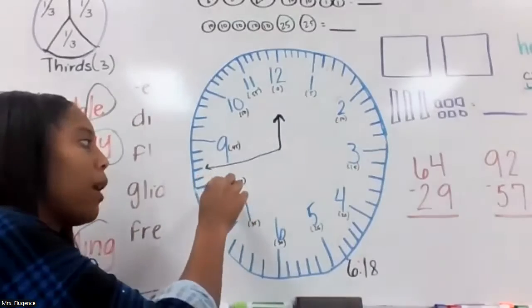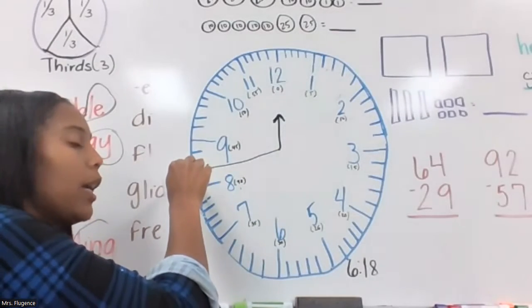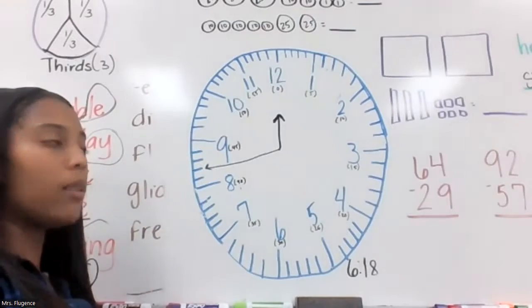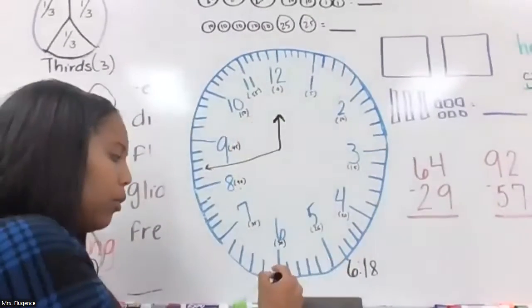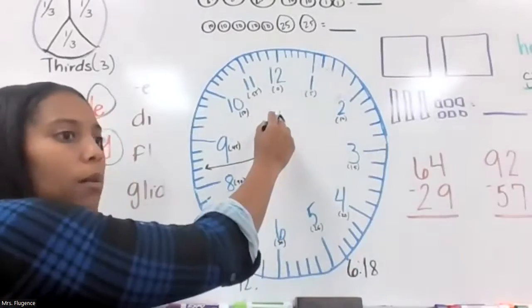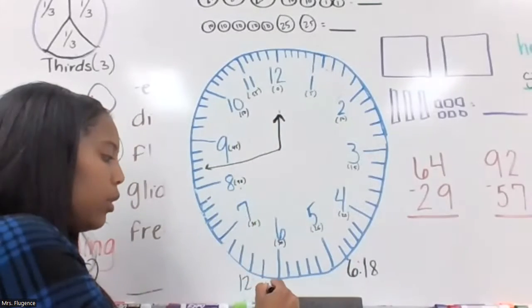So I start counting by one. I say 40, 41, 42. So what time is it? 42 o'clock. No, 12:42. Remember, your hour was on 12, and our minutes was on 42.